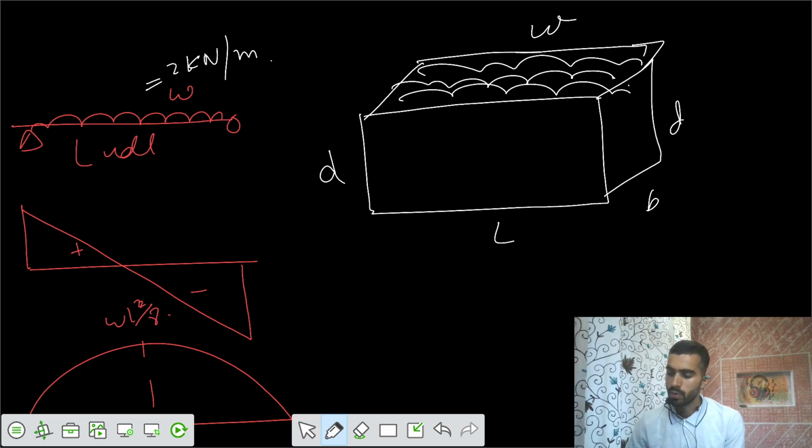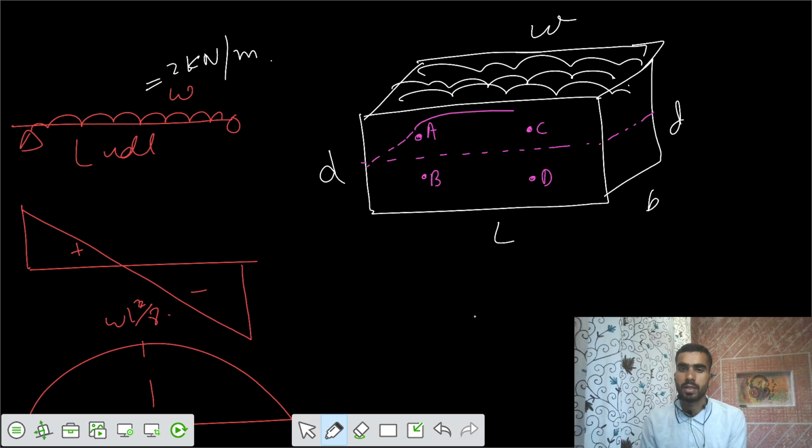Now you want to say what are these different states of stress. Now you take some points. Let's call this point A, this point B, this point C, and this point D. This is our neutral axis, and this one is your neutral surface. So we have 4 points. A and C are above the neutral axis, and B and D are below the neutral axis.